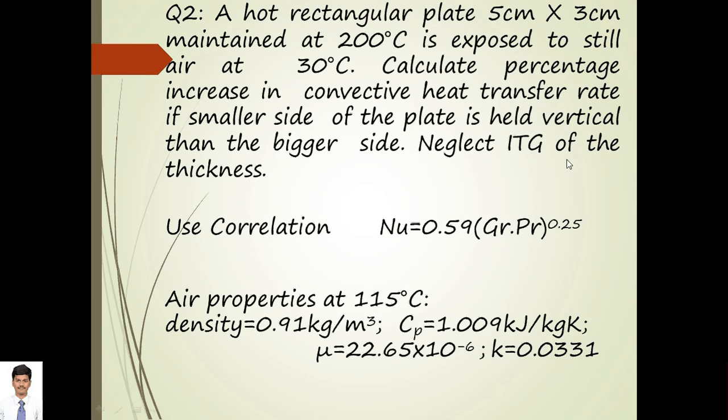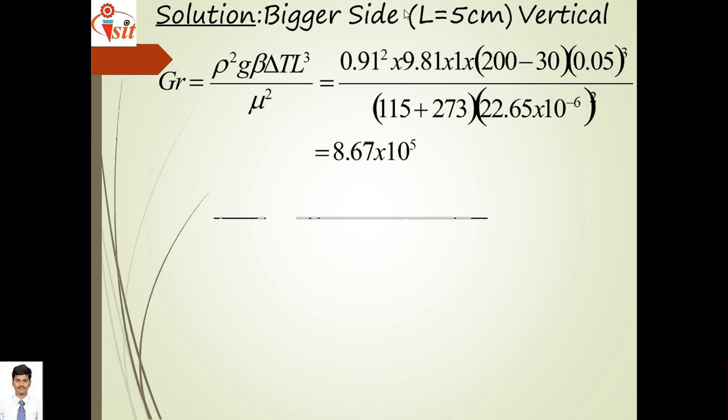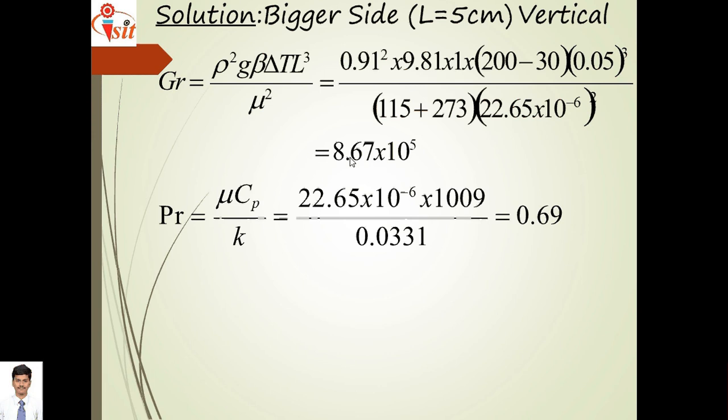So here if L equal to 5 centimeter is vertical, then Grashof number is equal to rho square g beta delta T L cube divided by mu square. On putting appropriate values, Grashof number is equal to 8.67 into 10 raised to 5. Here the Prandtl number is not given, but all the values are given. In the previous example, the Prandtl value was directly given. So Prandtl number is equal to mu Cp upon K. Mu value is given, Cp value is given, K value is given. So Prandtl number is equal to 0.69.